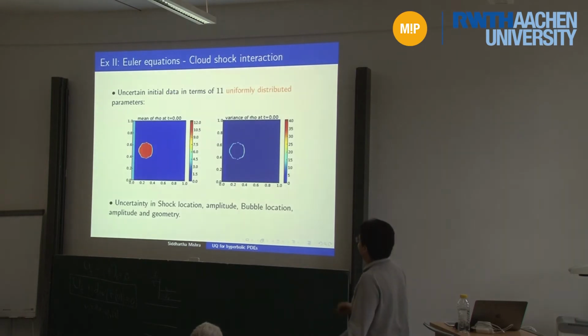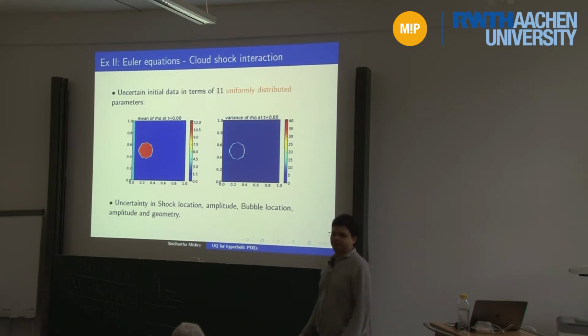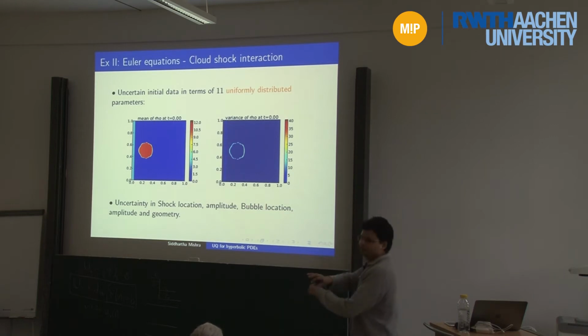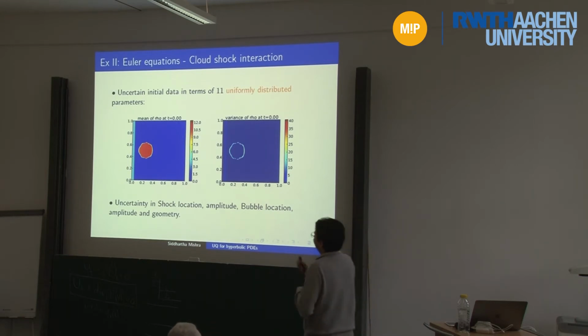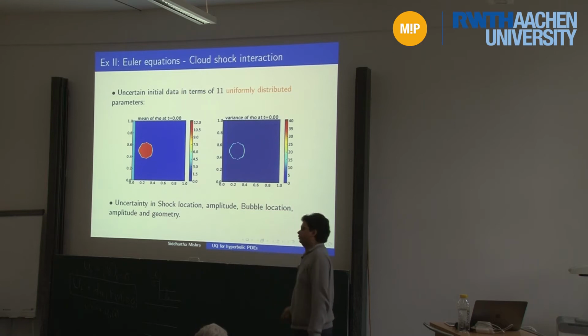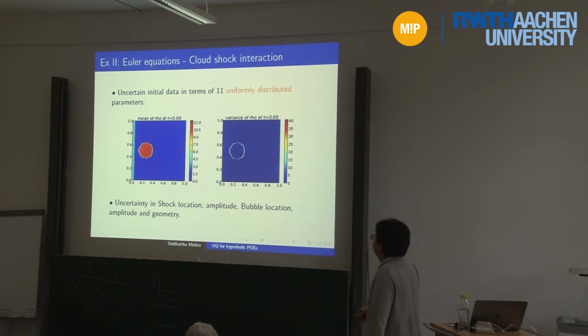So all these factors you can express in terms of 11 parameters. So this is the density, the bubble density, the shape, and so on. And you can see here, the mean is a slightly distorted sphere, or circle in this particular case. There is some uncertainty here which is seen in the variance. So shock location, amplitude, bubble location, amplitude, and geometry. So you have 11 parameters. Even though each realization, each time you make a draw, leads to a function, it's still completely described in terms of 11 parameters. And this is very common. Each time you do this in engineering, you know what your sources of uncertainty are and you assign a certain model to this. In this case, it's uniformly distributed. It could have been normally distributed.